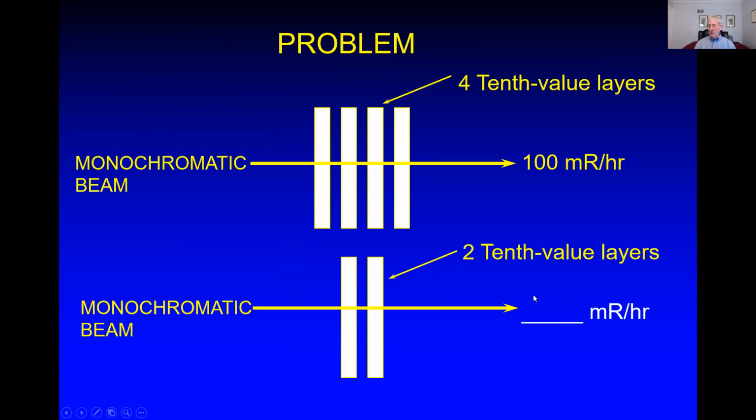Let's make it a little bit harder. The same questions, but these are TVLs. Monochromatic beam, 4 identical TVLs, reading is 100. If we take out 2 TVLs, the reading goes from 100 to... Would it be 2? No, it goes from, that's T, not the number 2, but TO. The reading goes up from 100 to what value?